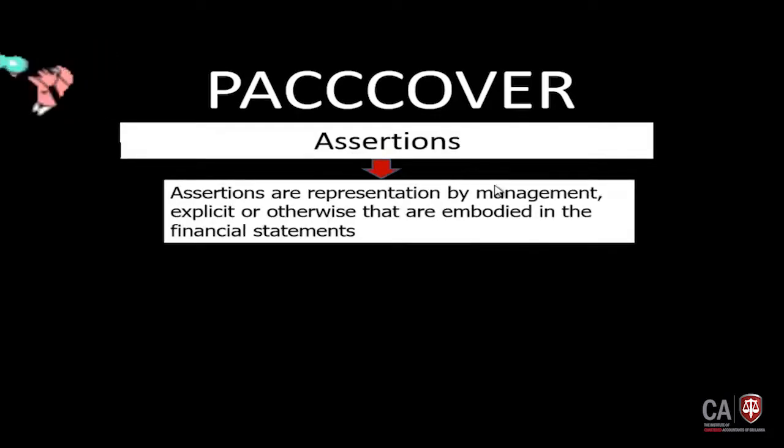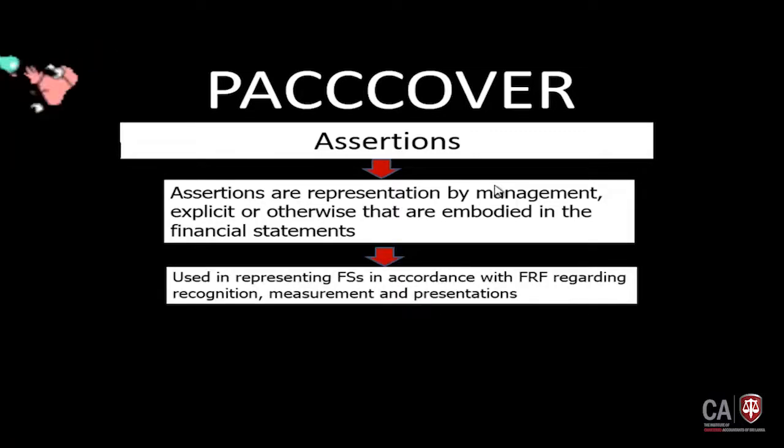Assertions, I explained to you, are representations by management which are explicit. Sometimes explicit means they write saying that this is correct. Sometimes you don't need to say it, it is embodied, it's embedded. You don't need to say you are reporting a sale which has occurred, it is embedded, right? But the auditor is using this.